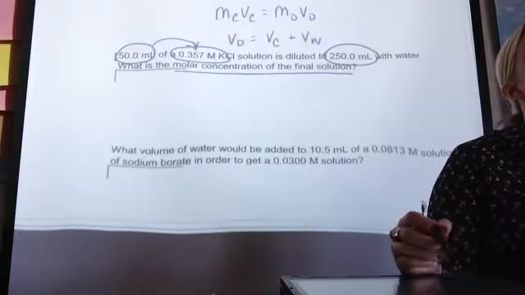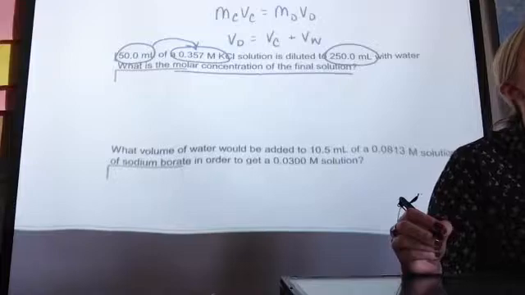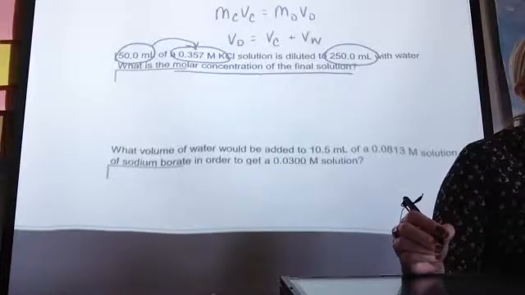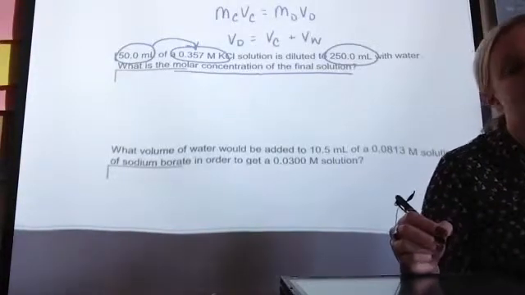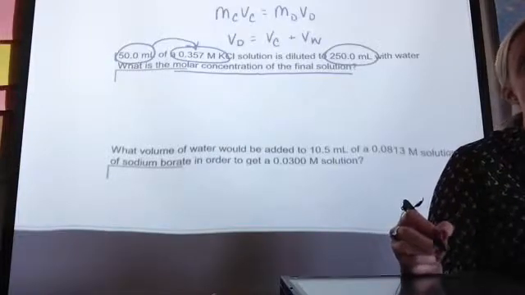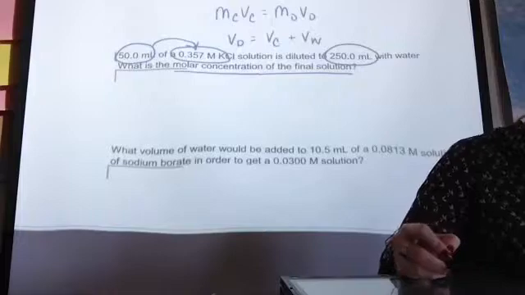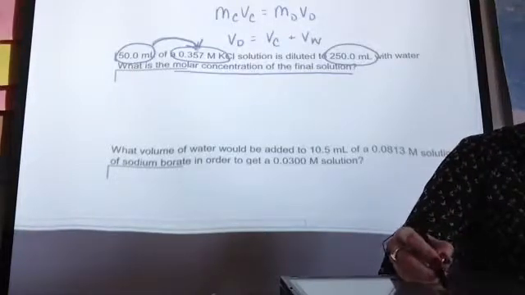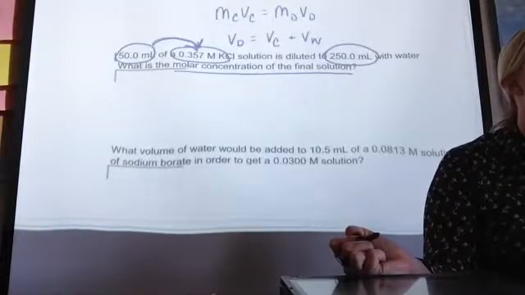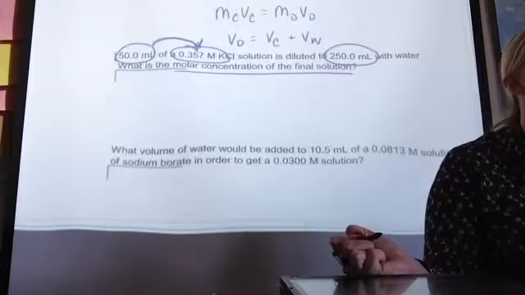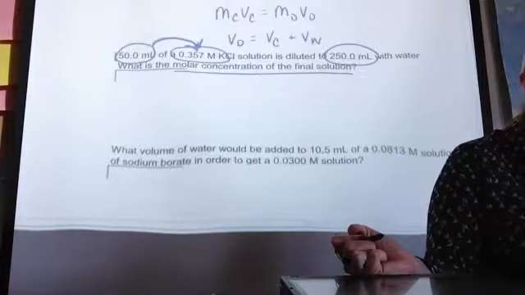The most important thing is that you are careful about which volumes go with which molarities, which is why when I circle them, I draw the arrow. So 50 milliliters of this solution, they go together. If they go together, they go on the same side of the equation. Okay?